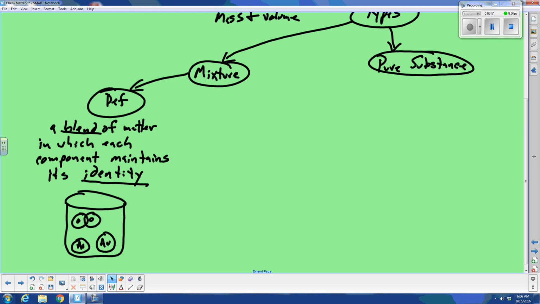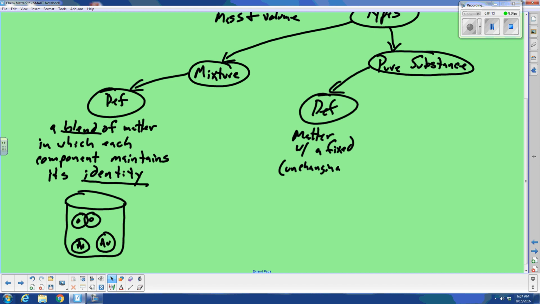Okay, so now how is that different from a pure substance? So let's write down our definition of a pure substance. And the way I like to think about a pure substance is that it is matter with a fixed, and what does fixed mean? Unchanging, always the same, with a fixed composition. And I like to think of something like H2O. So we all know what H2O is, right?